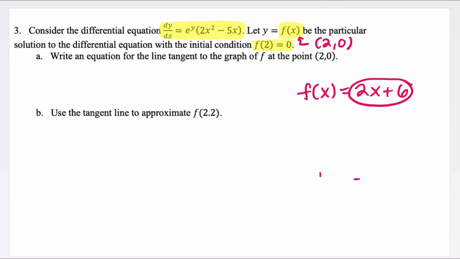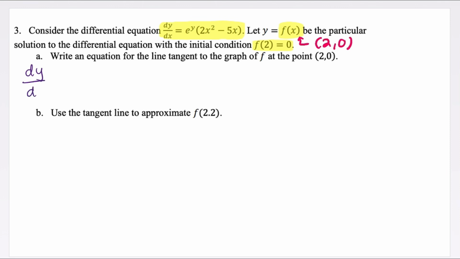So I need to first, I know a point that's on the original graph, so (2, 0) is my point, but I do need to find the slope on the original graph. So I'm going to use the differential equation or the derivative to find the slope of the tangent line. So I'm going to take that dy/dx and I'm going to plug in 2 for x and 0 for y, which is going to be nice because when I plug in 0 for y, then that e term is going to turn to 1 for me.